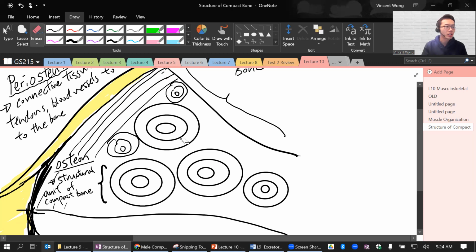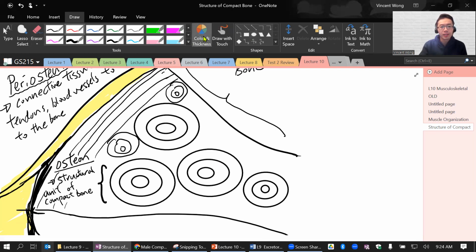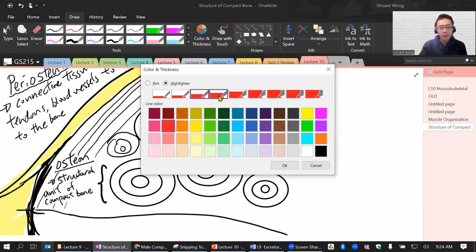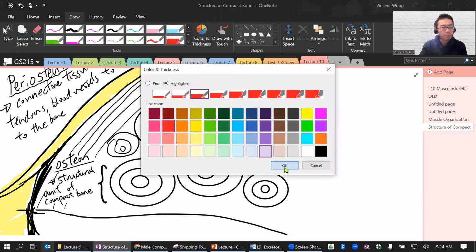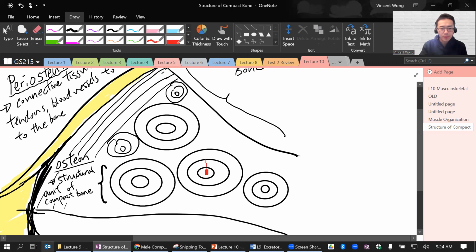So that's an osteon. Now, coming out from the middle of the osteon, and hopefully you have colors with you, are going to be blood vessels. The blood vessel is going to come up. Remember, this is a three-dimensional thing. That's going to be blood vessels coming up like that.